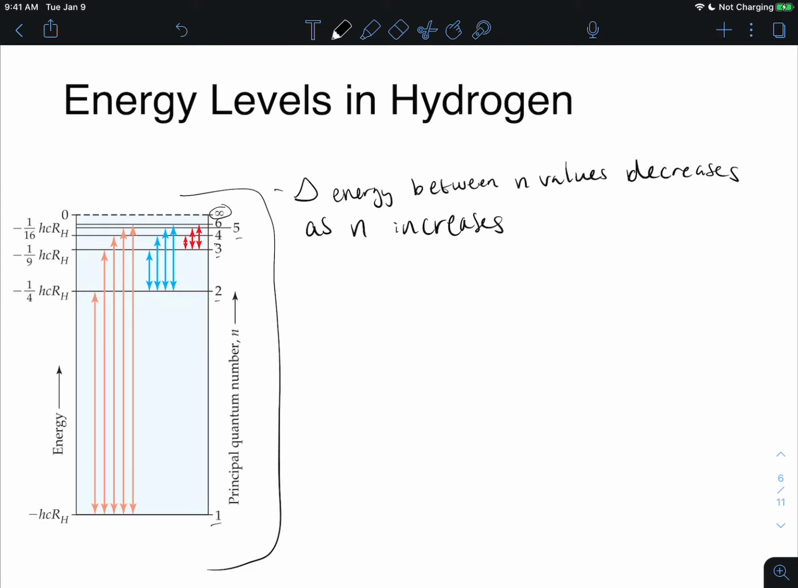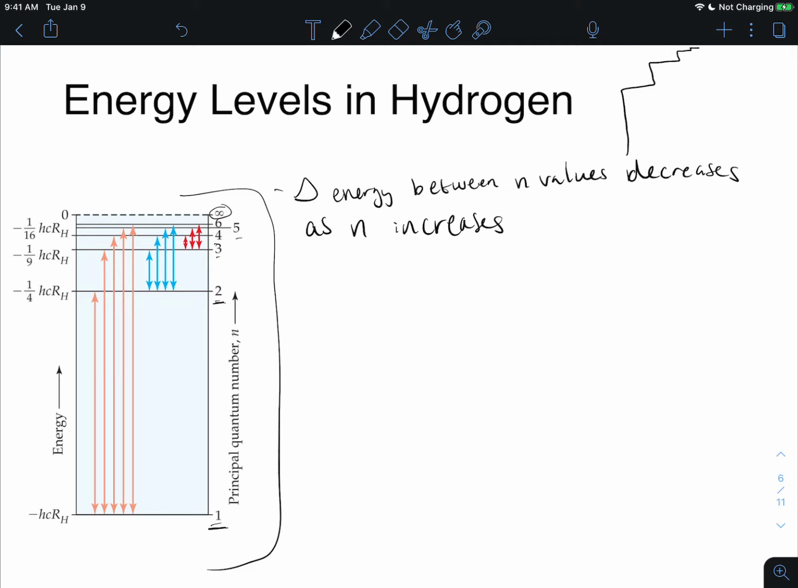So if we think back to our staircase that we were talking about, this first step would be huge, and then the second step, and it gets smaller and smaller as we go up. So to go from an n equals 1 state to an n equals 2 state, a lot of energy needs to be inputted for that electron to transition from n equals 1 to n equals 2, and then less so as we go from n equals 2 to n equals 3, even less from n equals 3 to n equals 4, and so on and so forth.